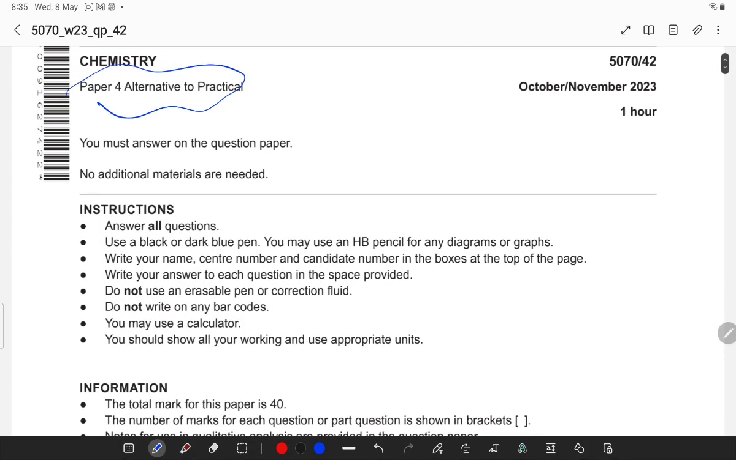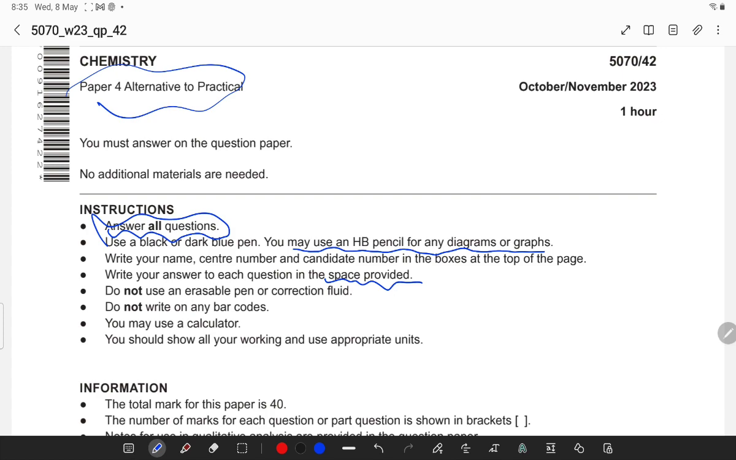You must answer on the question paper. No additional materials are required. Answer all questions. Use a black or dark blue pen. You may use an HB pencil for any diagram or graphs. This is very important to note down. Write your name, center number and candidate's number in the boxes at the top of the page. Write your answers to each question in the space provided.